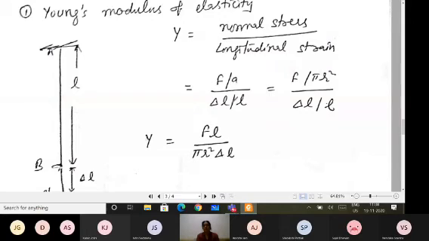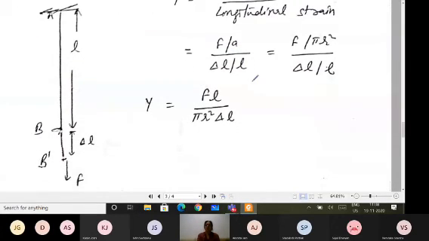So normal stress means force upon area, and strain is delta L upon L. Area, of course, for a given wire, if R is the radius, you can replace area by pi R square. This experiment was done by Young, taking the wire, and we can take any material and find its Young's modulus of elasticity simply by noting down the extension produced on the application of the force.